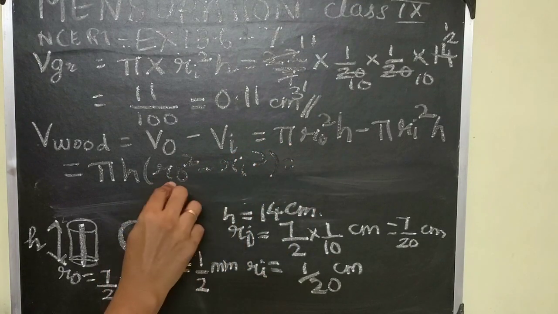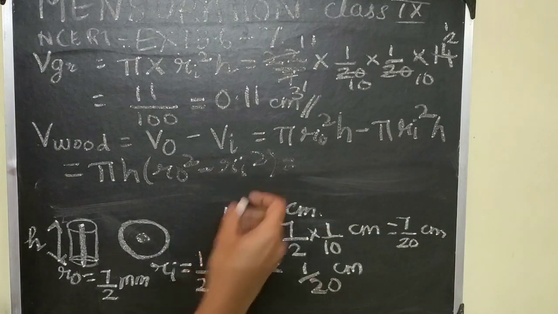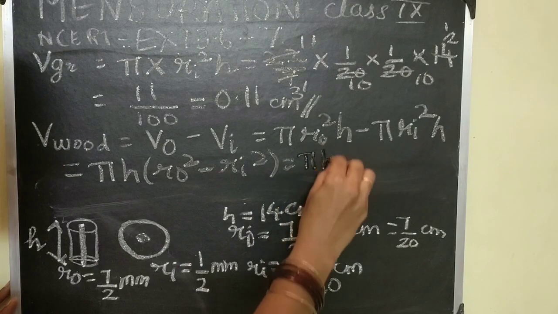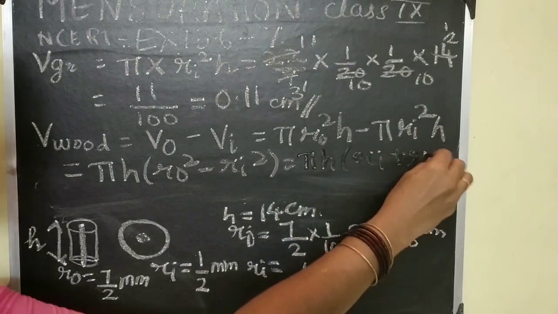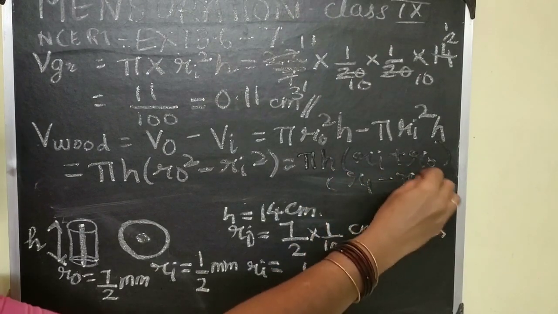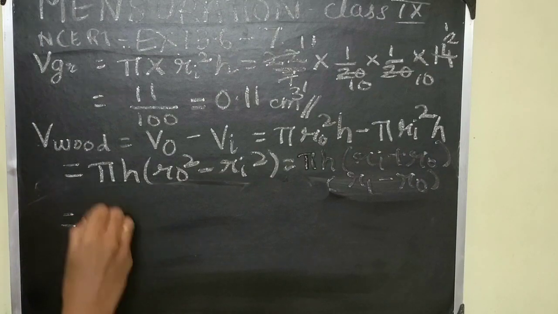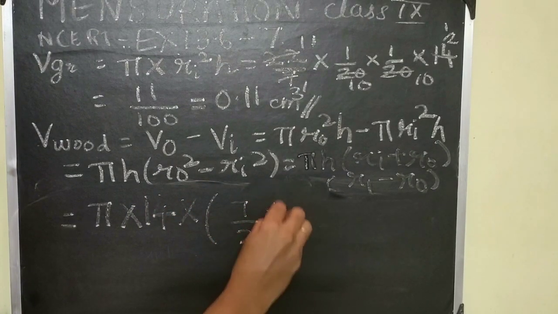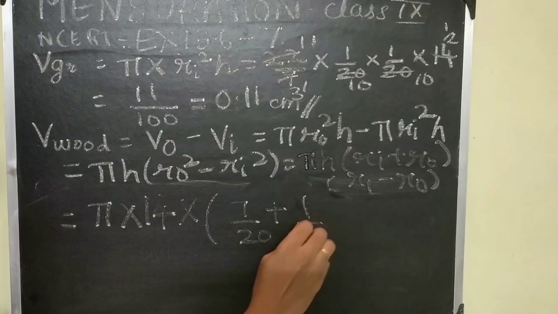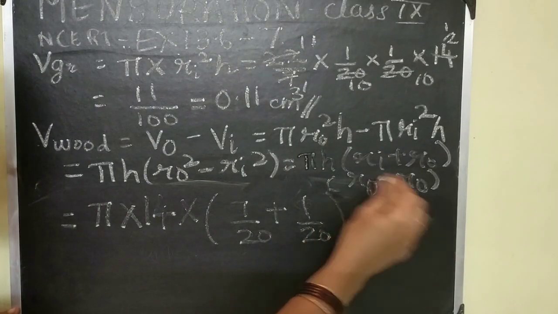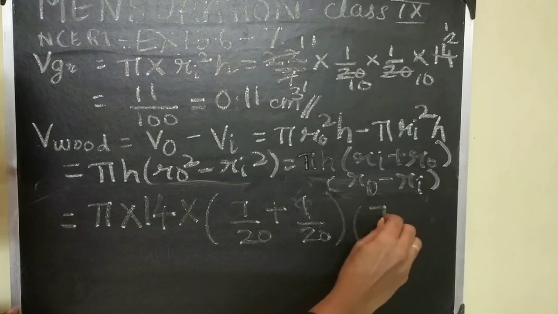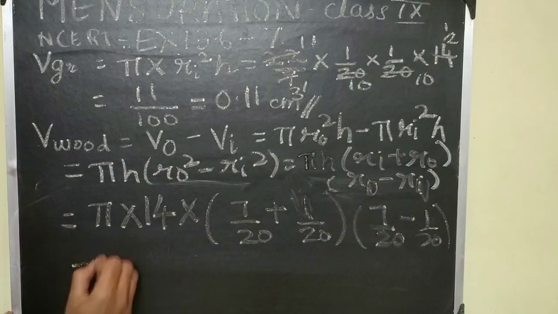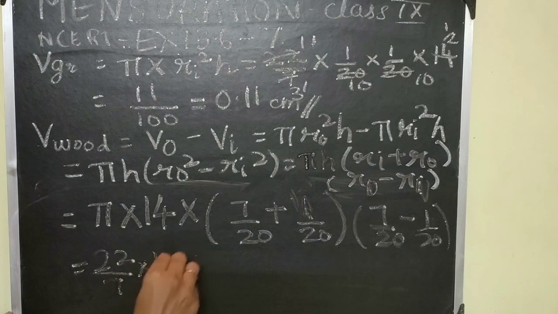But again, this is of the form a square minus b square. So I am going to now use that formula. When I use that formula, it comes to pi into h into (Ro plus Ri) into (Ro minus Ri). So it comes to pi into, we found h is 14, Ro is 7 by 20 and Ri is 1 by 20. So 7 by 20 plus 1 by 20, and here it is, sorry, Ro minus Ri, so that comes to 7 by 20 minus 1 by 20. So this is 22 by 7 into 14 into common 20.